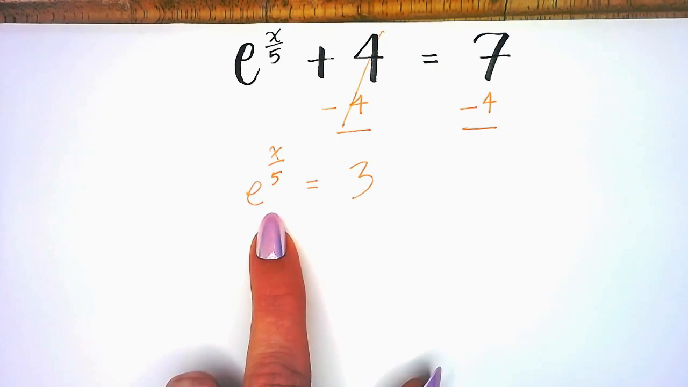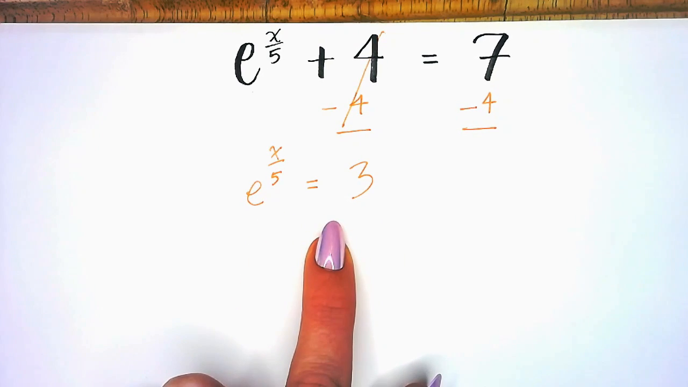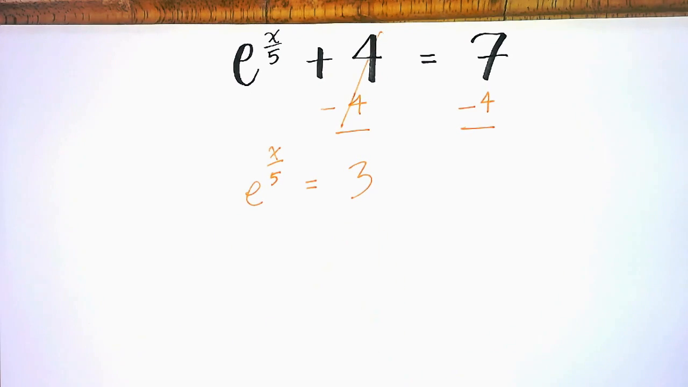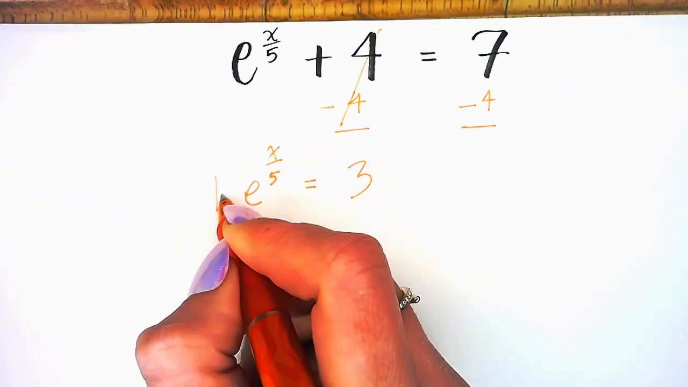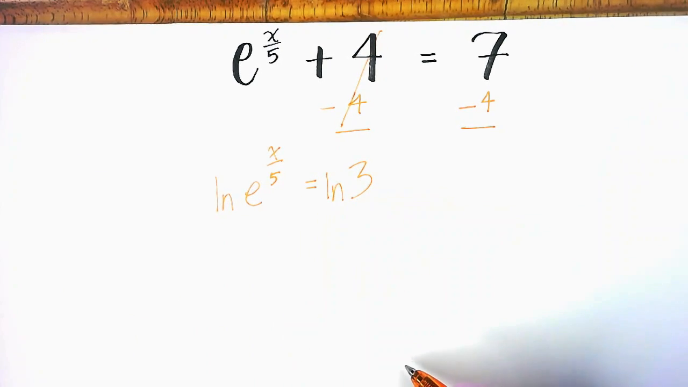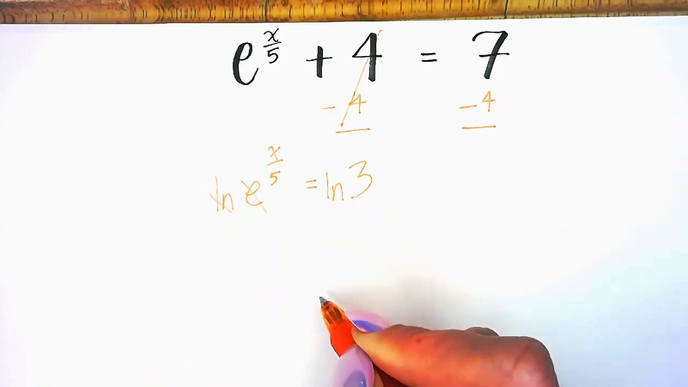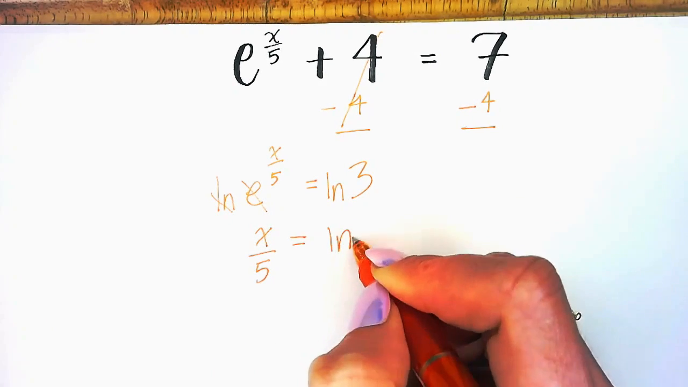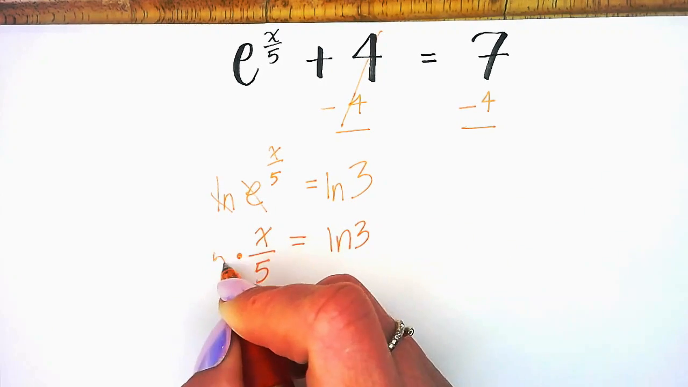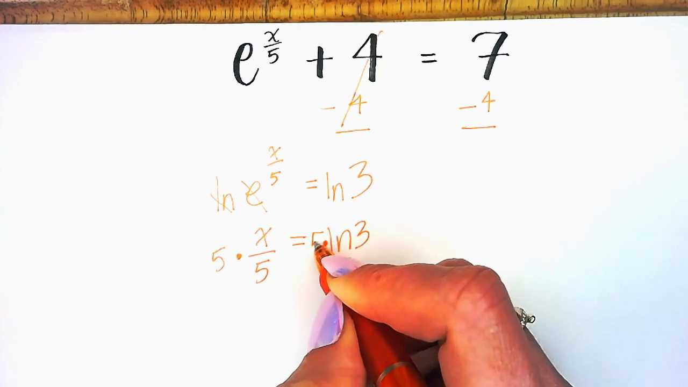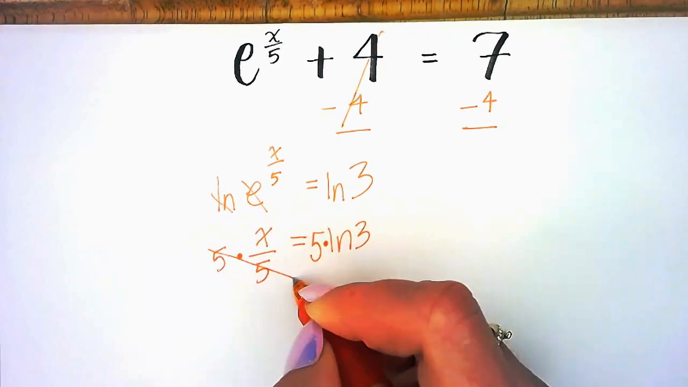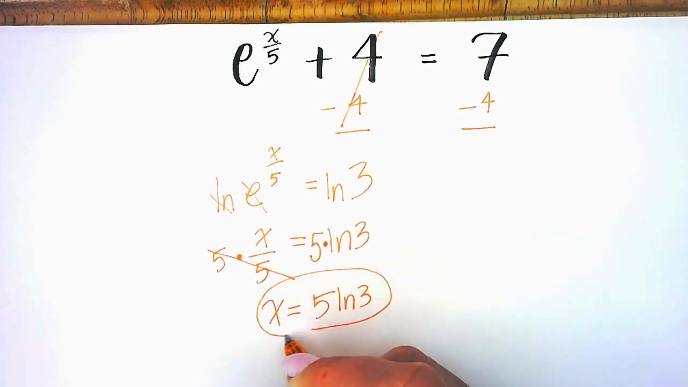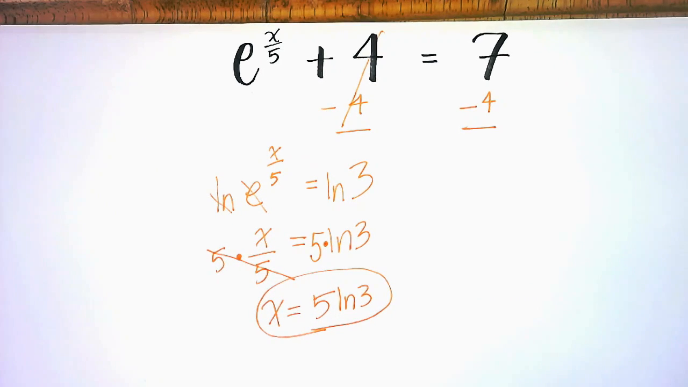Now that we have e to the x over 5 equals 3, we can take the log base e of both sides. Log base e is ln. The ln and e are inverse operations, just like log base 2 and 2. To undo the divide by 5, we multiply both sides by 5. X equals 5 ln 3.